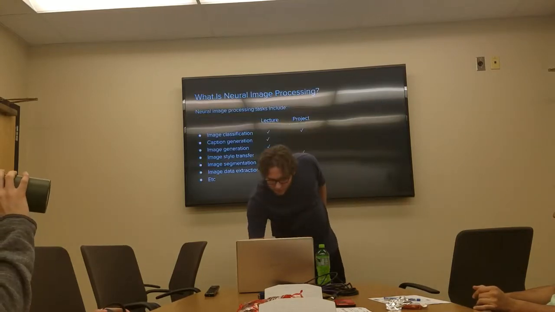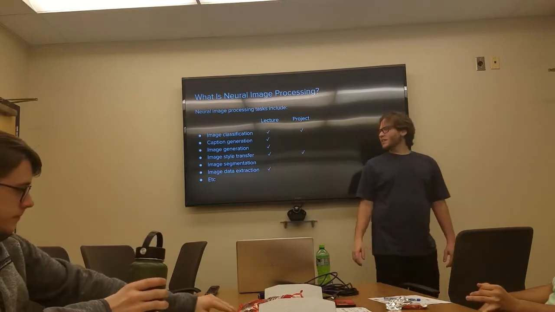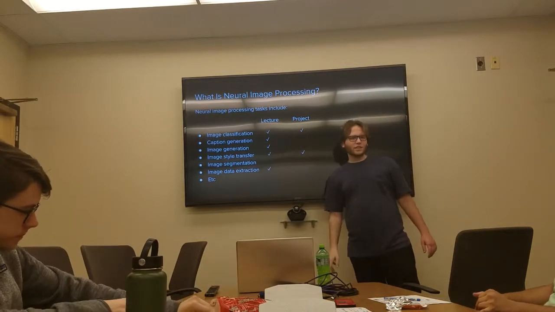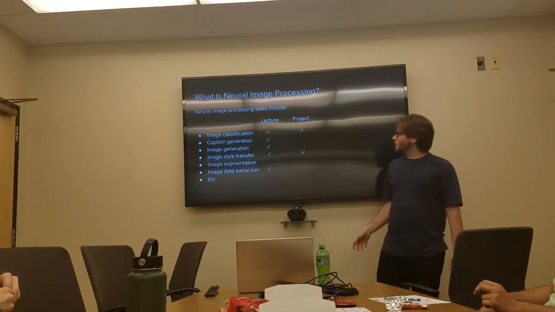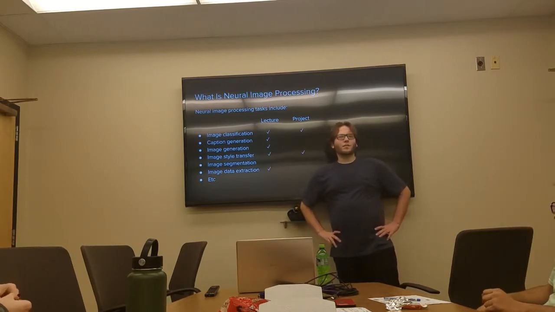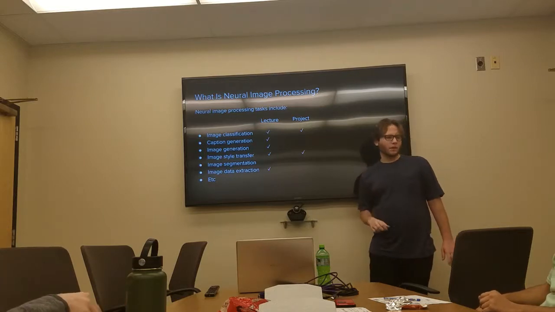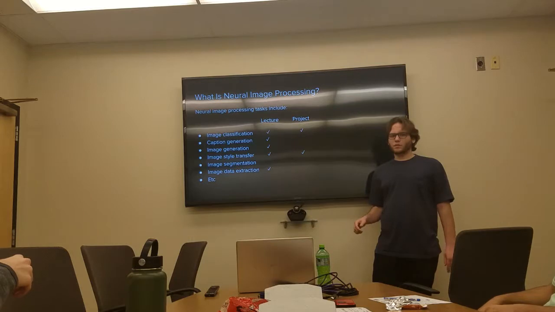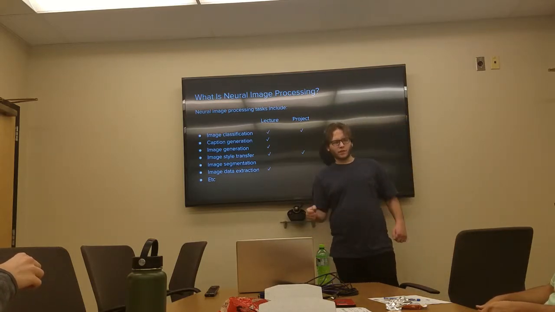So I think the next one. Yes, good. All right, so what's neural image processing? We have a lot of tasks here, and they're all things that are difficult for a computer to do just algorithmically. It needs to have some sort of probabilistic component to it. It needs to have machine learning.